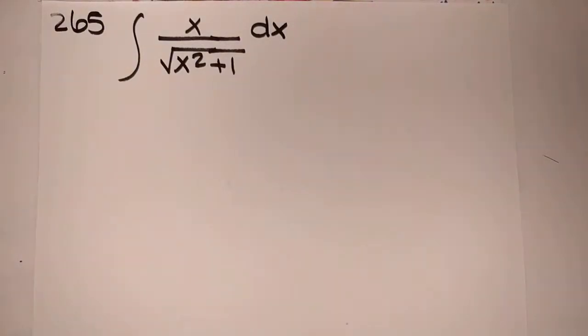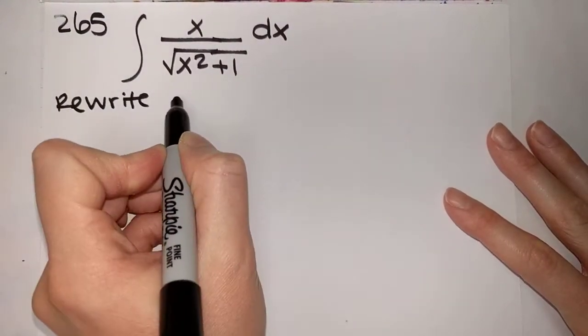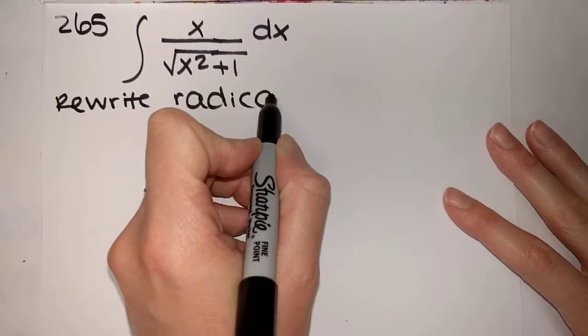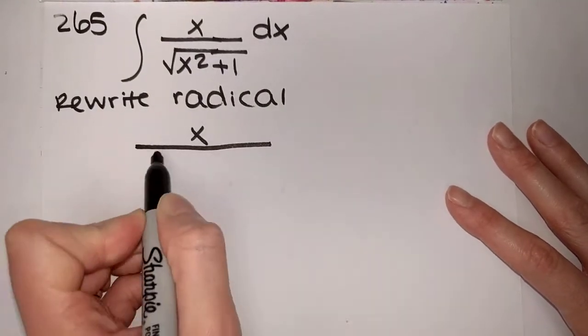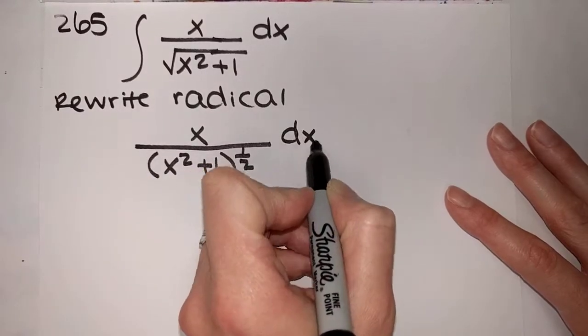First step here, if we're differentiating or integrating, we would rewrite the radical. I always start off by rewriting any radical that I have. So in this case, I would rewrite the denominator as (x squared plus 1) to the 1/2 power dx.